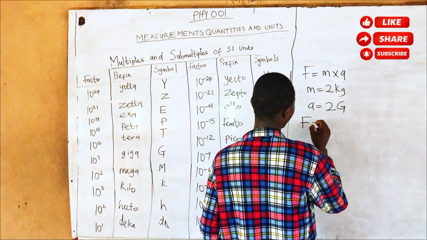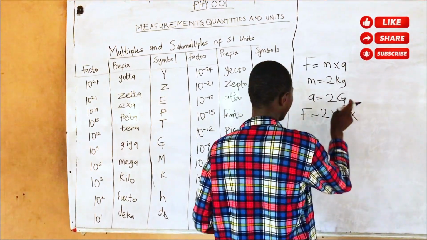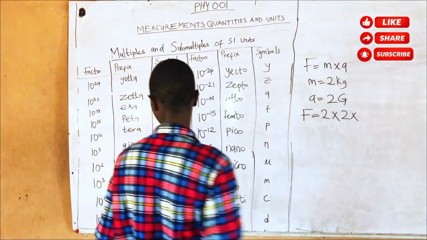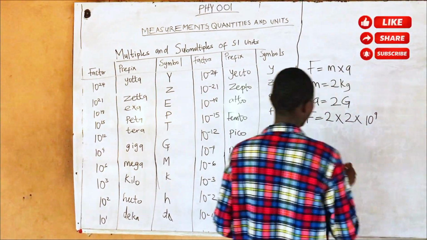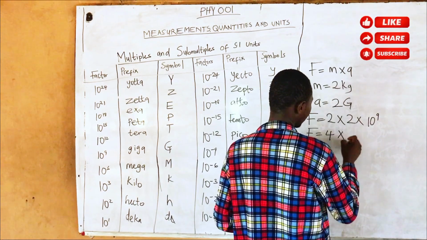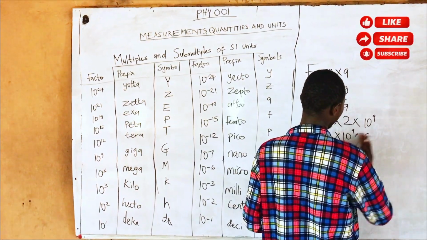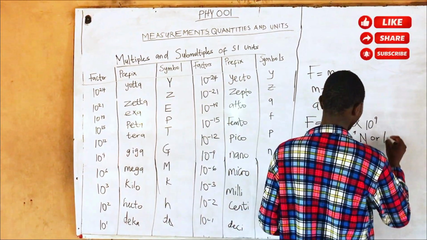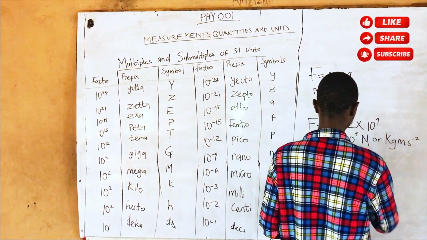How are you going to find it? That means you are going to say force is equal to mass times acceleration. That's 2 times 2 times, what's giga? You come here. Giga is 10 to the power 9. That means your F will be equal to 4 times 10 to the power 9 Newton, or you can say kilogram meter per second square.